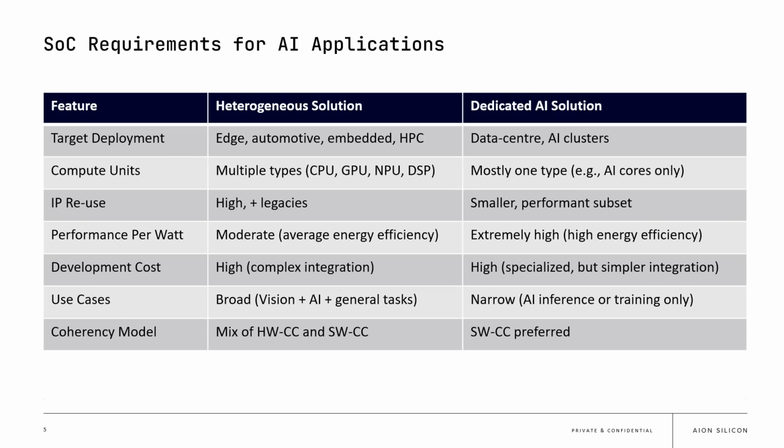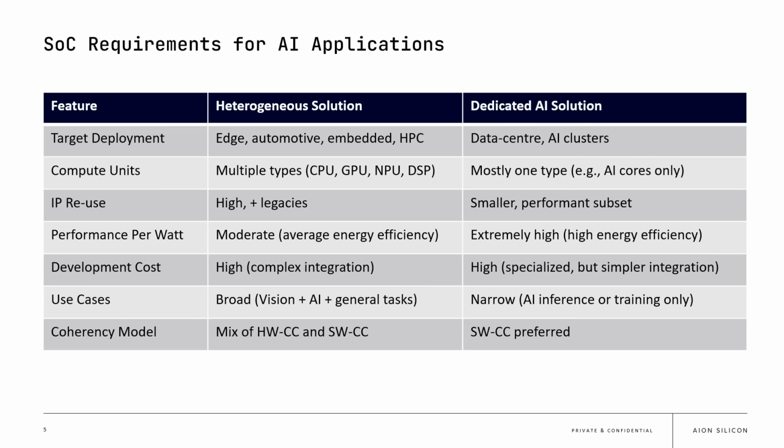In terms of classes of SoCs that we are seeing for AI applications, we've got two classes here. We've got a heterogeneous solution and the dedicated AI solution. Dedicated AI solution typically targets the data center cluster applications. In terms of compute units, it's mostly one type, AI-focused accelerators, and the power is quite high for some of these devices. The development cost is high, but it's a more streamlined integration process. And in terms of use cases, obviously that's targeting just inference and training applications.